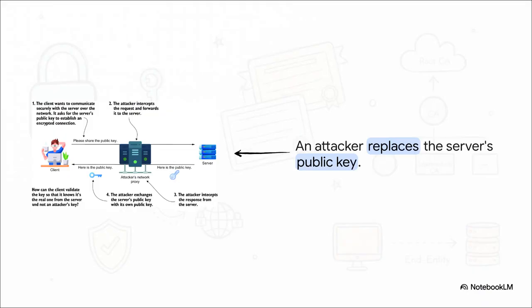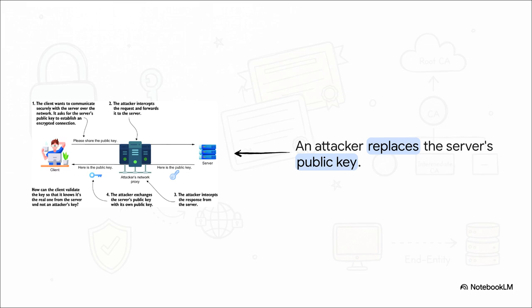And this brilliantly illustrates exactly what we are up against. This is a classic man-in-the-middle attack. So, step 1. The client application asks for the server's public key to establish a secure connection. Step 2. An attacker, acting as a network proxy or maybe lurking on a compromised Wi-Fi network, intercepts that request and quietly forwards it to the server. The server, completely unaware, sends back its legitimate public key.